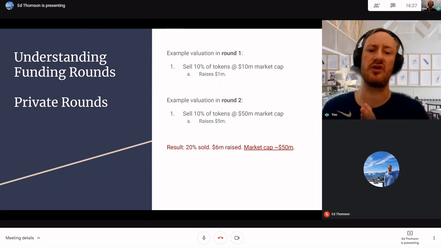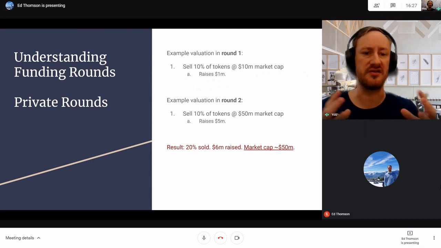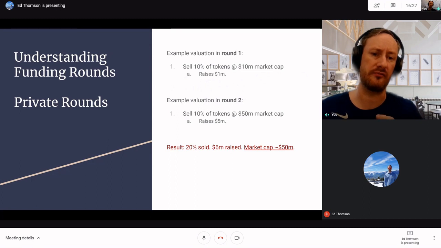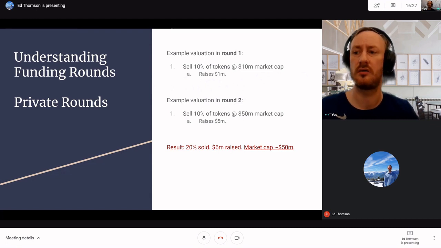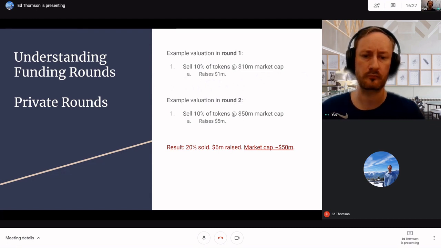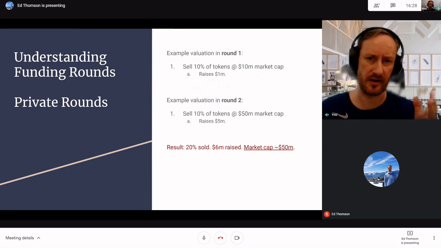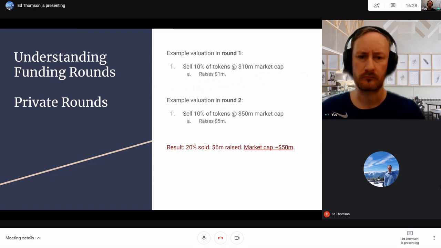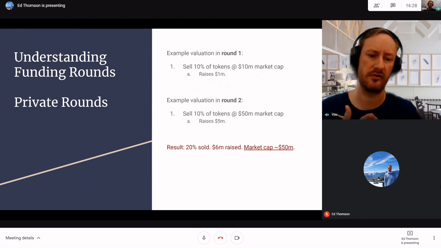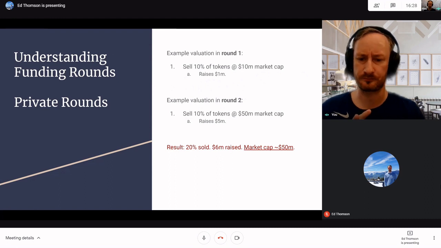So here are some of the examples that I've put here. Round one, this will be like the seed phase. You might sell 10% of tokens and have a market cap of about 10 million. That will raise about $1 million, and that will be about a year's worth of runway for a small team. Later on, after a few months, they might sell, say, another 10% of tokens at an implied market cap of 50 million, and that will raise another 5 million for the team, which lets them expand, do some marketing, the usual typical things that people need to do in the lead up to doing a network launch, basically. So here they've sold 20% of tokens, $6 million raised, and a market cap of about 50 million.